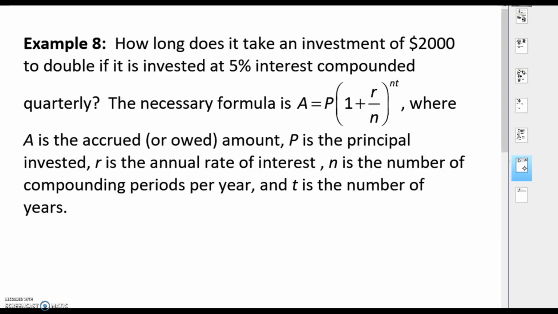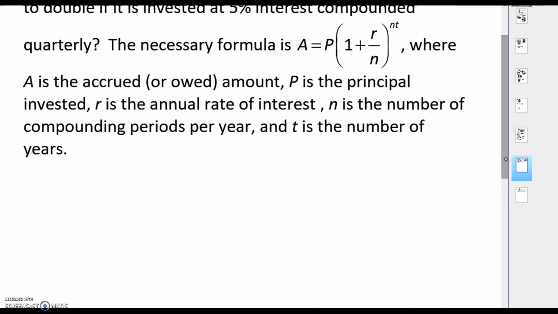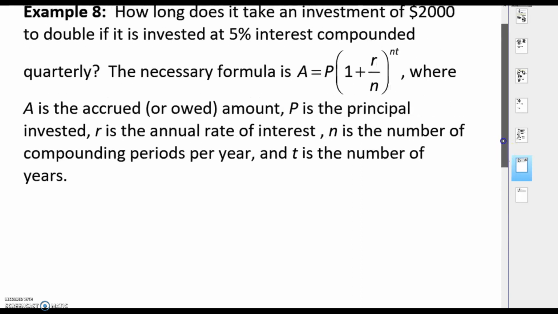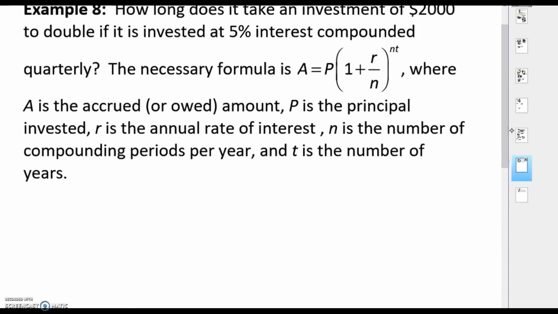All right, how long does it take for an investment of $2,000 to double if it is invested at 5% interest compounded quarterly? Again, we're going to use this formula we have already come across a couple of times. A equals P times 1 plus R over N to the NT, where A is the accrued or owed amount, P is the principal invested, R is the annual rate, N is the number of compounding periods per year, and T is the number of years.